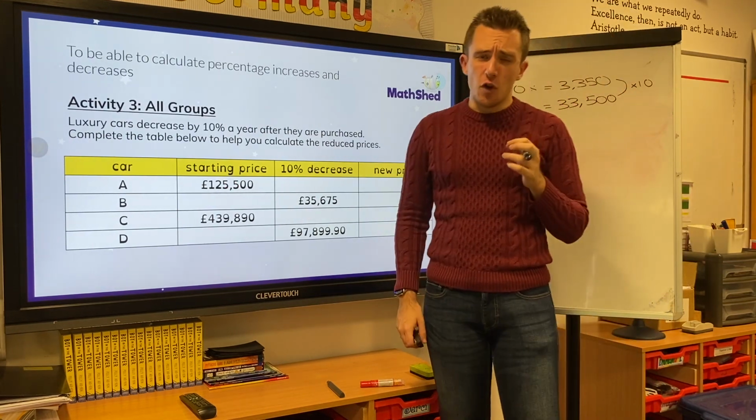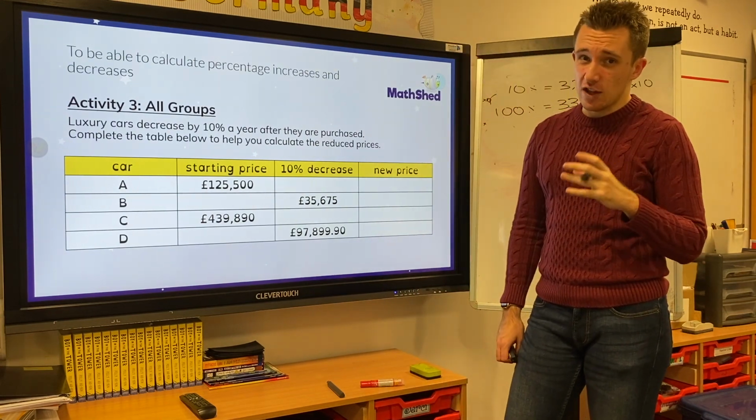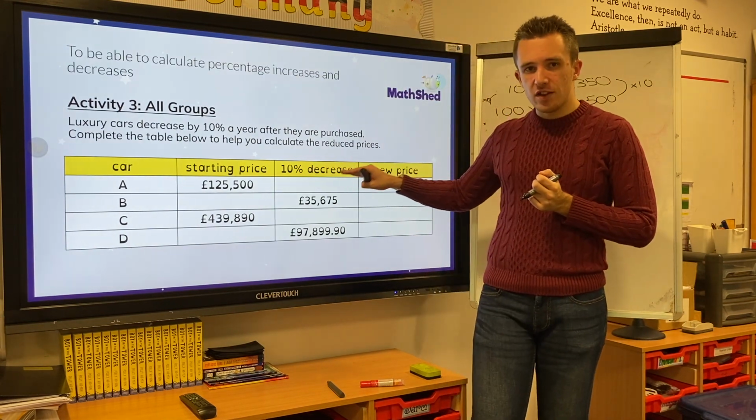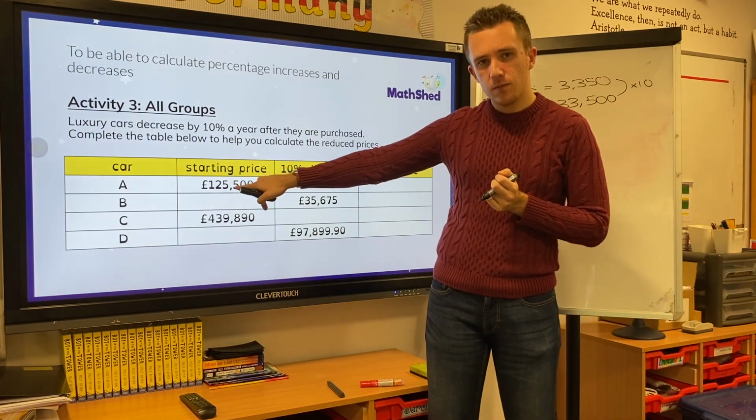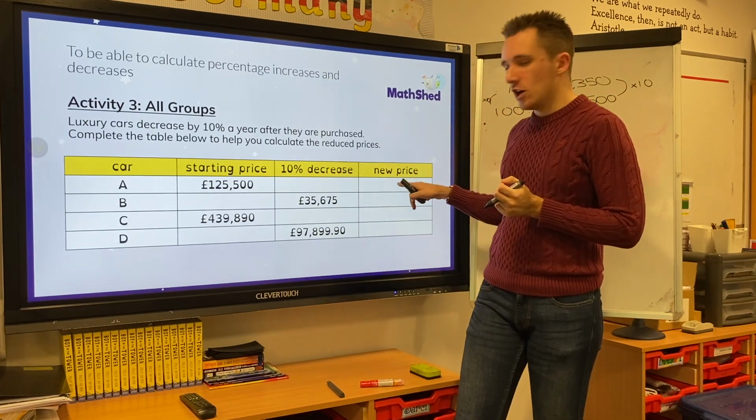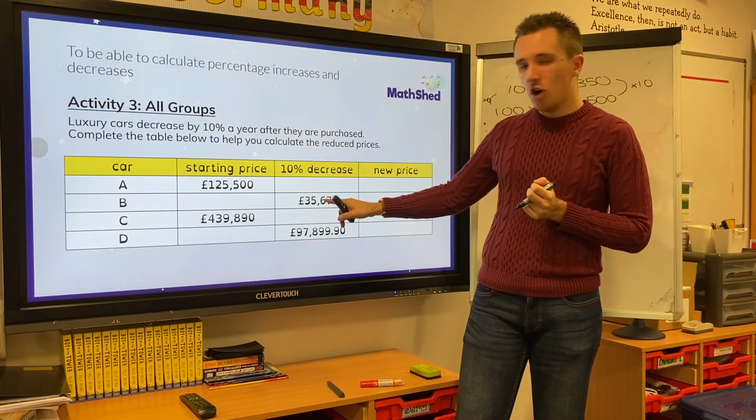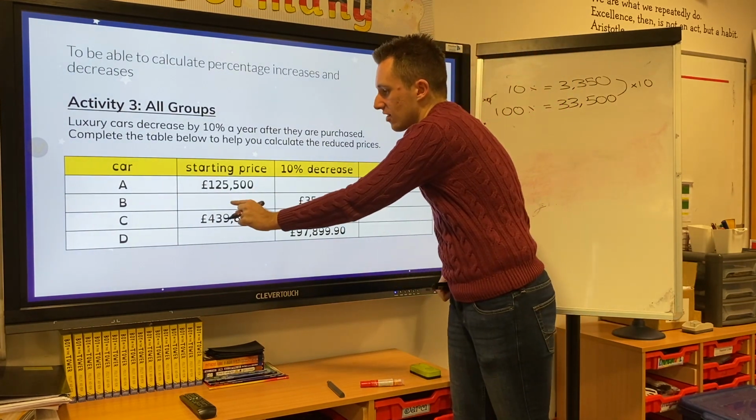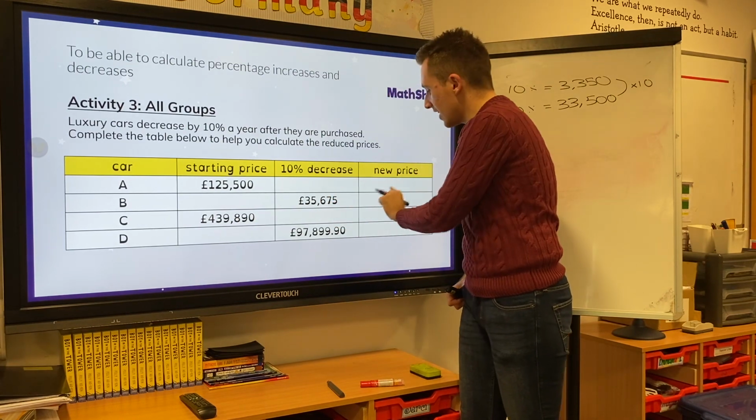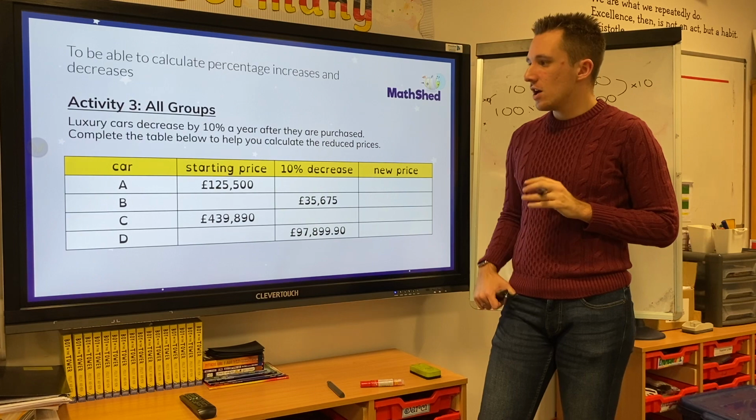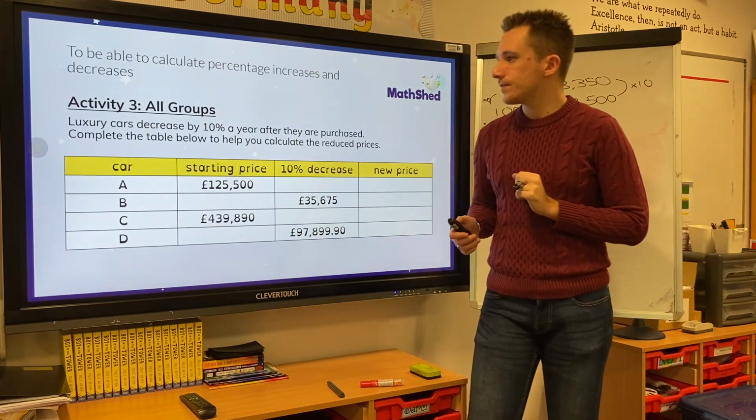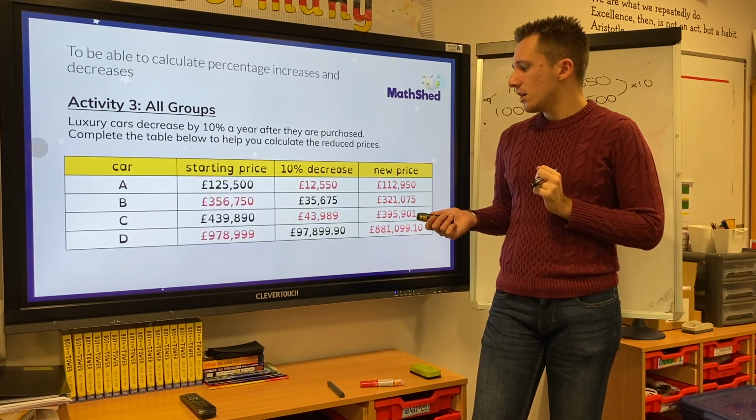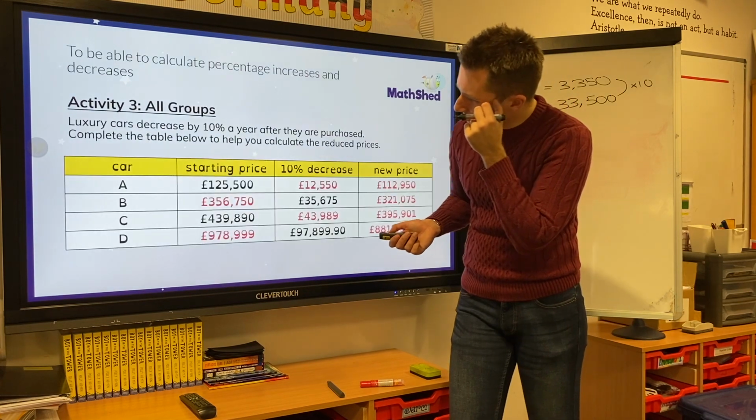Now, activity 3 again is for all groups, but I just want you to have a go at it and do the best you can. It is the most difficult of the lot. This time it is a 10% decrease. So if you've got this, find 10%, take it away. If you've got this, times it by 10, then take that away from it to get that. Okay? Do the best you can, have a go. Okay, and here are your answers. Okay, I'll leave that there for now.